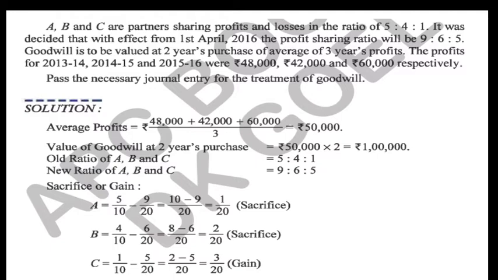Goodwill is to be valued at 2 years purchase of average of 3 years profit. The profit for 13-14, 14-15, 15-16 were 48,000, 42,000 and 60,000 respectively. Pass the necessary journal entries for the treatment of goodwill.